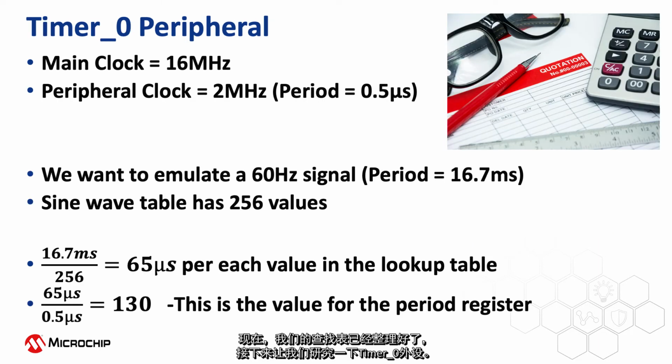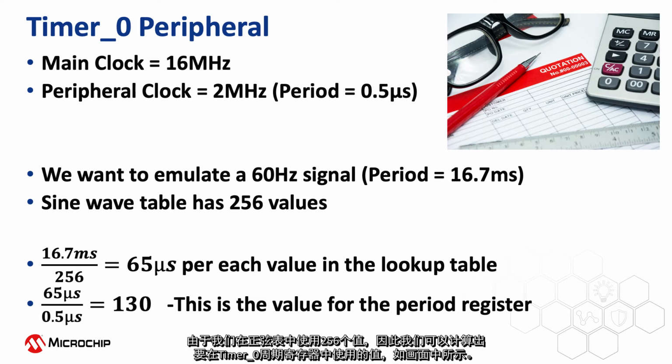Now that we've got the lookup table sorted out, let's figure out the Timer 0 peripheral. So we've got a peripheral clock signal of 2 MHz, which, as I mentioned before, has a period of 0.5 microseconds. We want to emulate a 60 Hz main signal, which has a period of 16.7 milliseconds. Since we're using 256 values in the sine table, we can work out the value we need to use in the Timer 0 period register as follows.